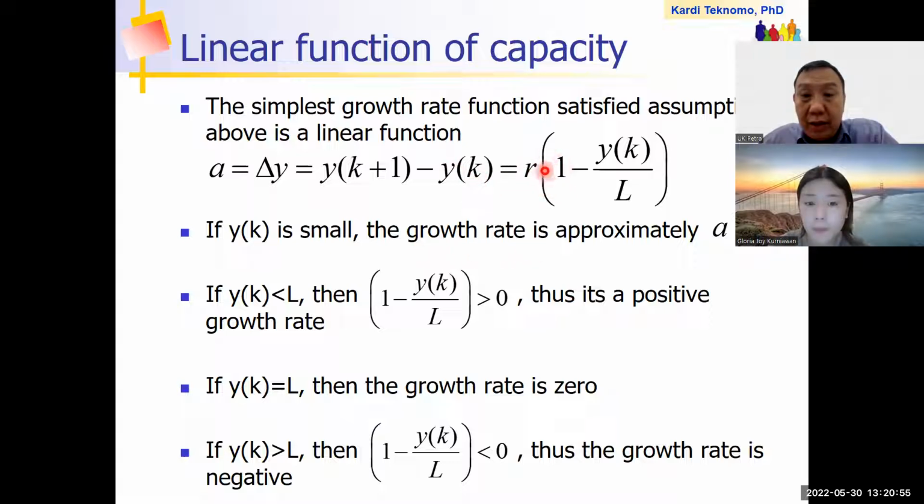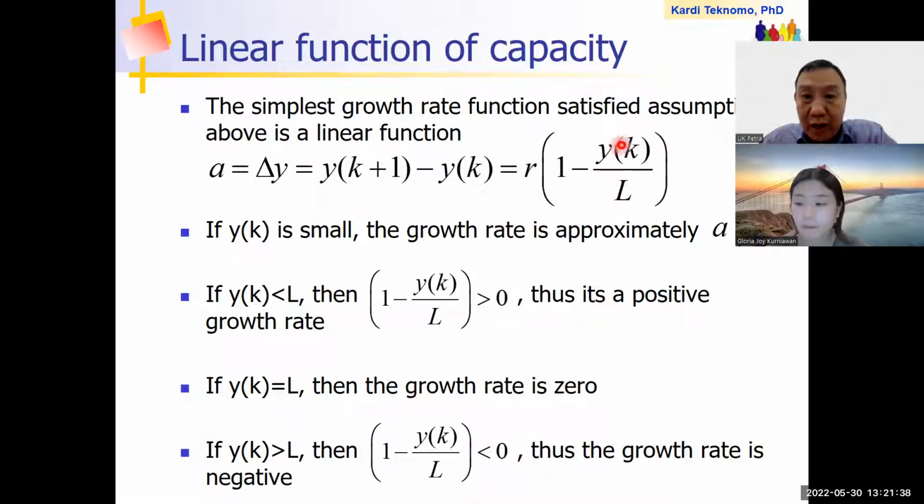The growth rate A is the same as R, yeah? Because if yk is very small, 1 minus 0, for example, A equals R, isn't it? But if yk is less than L, then yk over L is less than 1, right? So 1 minus yk over L is larger than 0, so in that case, positive growth rate. If yk equals L, so 1 minus 1 is 0, so exactly the growth rate is 0.